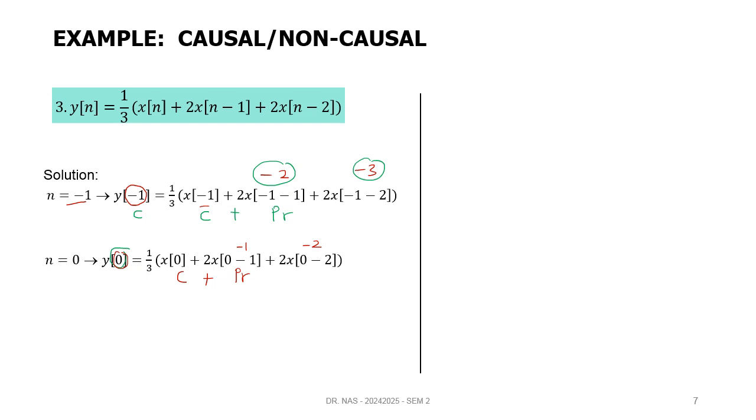Look at the third one, when n is a positive value, in this case n equal to 1, so the current state is 1. Here you get 0, and here you get -1. So obviously, here is current state plus previous state. In this case, there are no future values, so your system is causal.